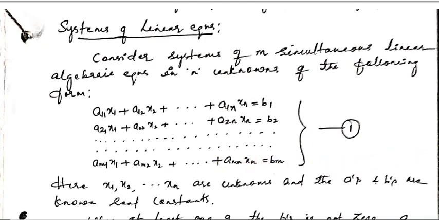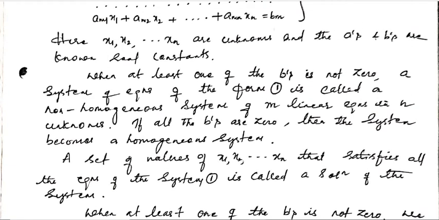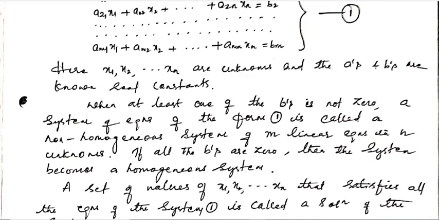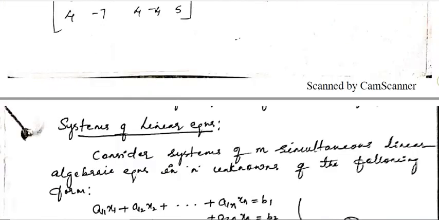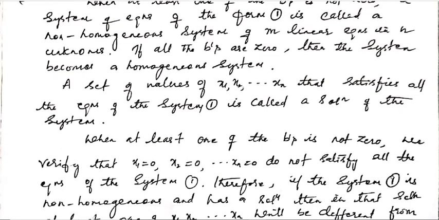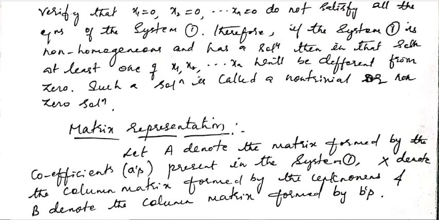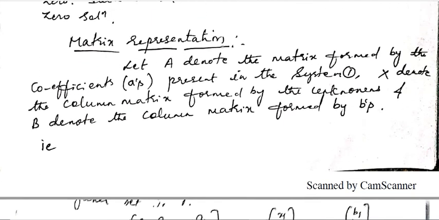In system 1, x1, x2 and so on up to xn are unknowns, and the a's and b's are real known constants. So we have to obtain the unknowns x1, x2 and so on up to xn. The system 1 is said to be homogeneous if all the bi's are zero. Otherwise it is a non-homogeneous system. The set of values of x1 to xn that satisfies all the equations in 1 is called the solution of the system 1. We will find that solution by forming the matrix representation, or the matrix equation, of system 1.